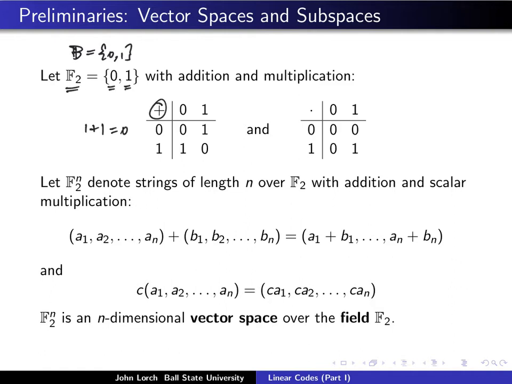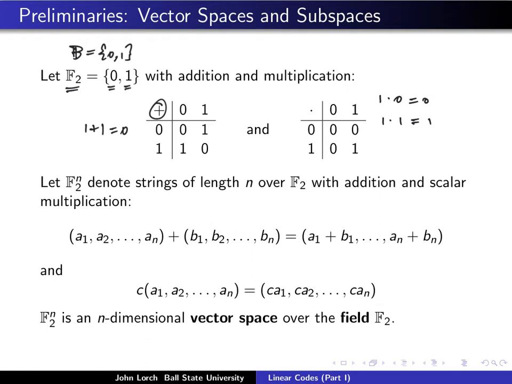Now we also have a multiplication operation that we put on F2. So 0 times anything is 0, and 1 times 1 is 1. See here, for instance, 1 times 0 is 0, and 1 times 1 is 1. Okay, that seems like a very small thing to put this arithmetic structure on this set, but it turns out to be of monumental importance.